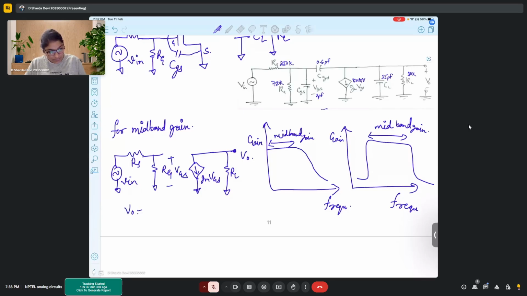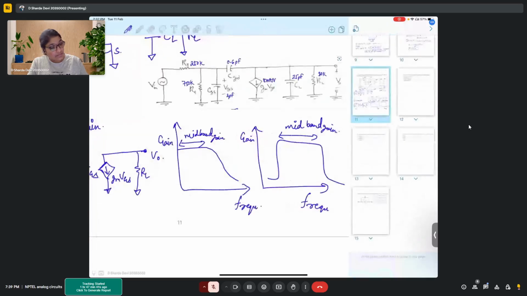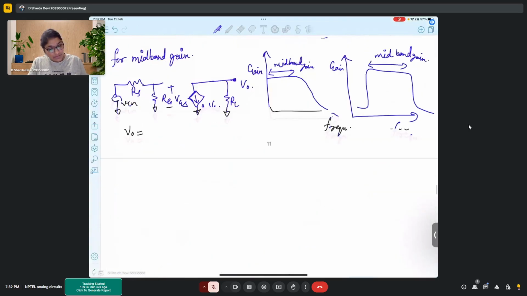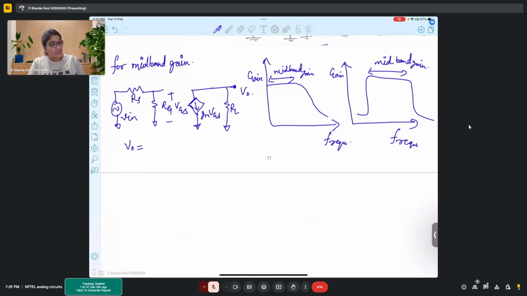So what is V0? If we observe whatever current is flowing through this voltage dependent current source, and I change the direction of this current, that means minus Gm VGS into RL. So basically the drop across RL is my output voltage, right? So this drop across RL would be minus Gm VGS into RL.